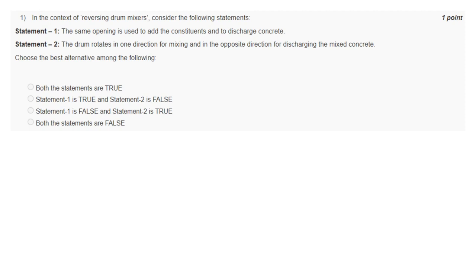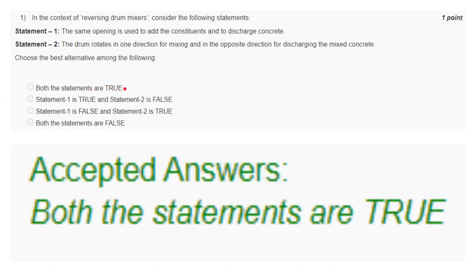So, reversing drum mixer. In that case, the same opening is used for adding the constituents as well as discharging the concrete. And here the drum has two types of blades. One blade rotates in one direction for mixing and the other blade rotates in the opposite direction for discharging the mixed concrete. So basically both the statements are true. So the first option will be the right answer. As you can see, both the statements are true.